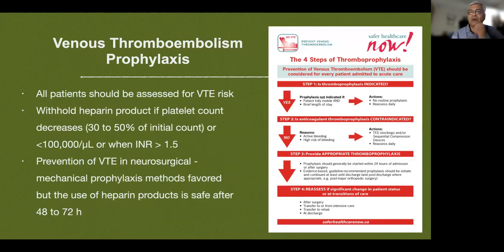Coming to venous thromboembolism prophylaxis. All patients in ICUs should be assessed for likelihood of venous thromboembolism. In case the platelet count decreases to less than 30 to 50% of the initial amount, or it becomes less than 1 lakh per microliter, or the INR becomes more than 1.5, we'll have to withhold the heparin which we are using for thromboprophylaxis. In case of neurosurgical patients, generally they avoid heparin and they tend to use mechanical prophylaxis methods. But even in those patients, it is safe to use heparin products after 48 to 72 hours of neurosurgery.